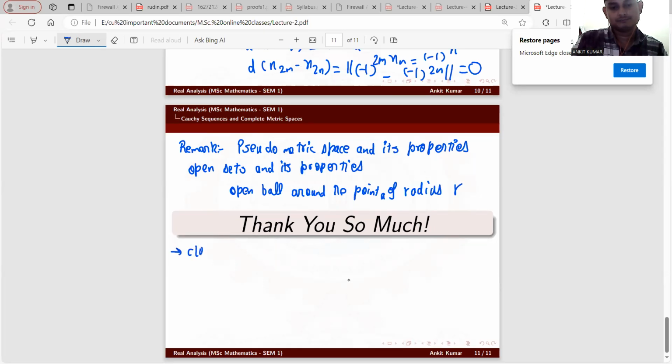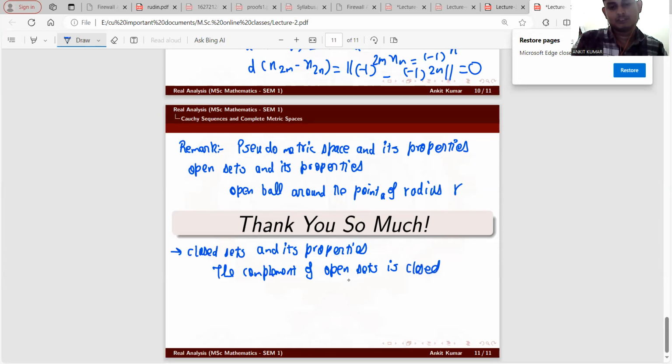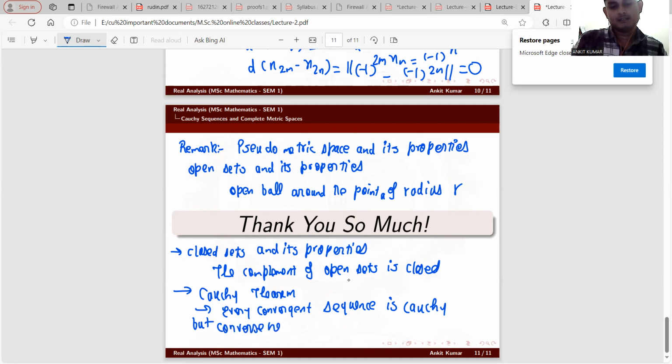फिर हमने क्लोज सेट को डिस्कस किया एंड इट्स प्रॉपर्टीज। इसमें जो हमने फाइंड किया था, the complement of open sets is closed, ये प्रॉपर्टी थी। उसके बाद में हमने कॉची थ्योरम को डिस्कस किया। कॉची थ्योरम में पाया कि every convergent sequence is Cauchy, but the converse need not be true.